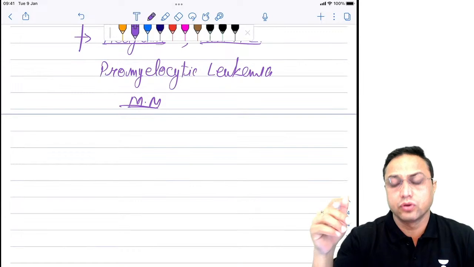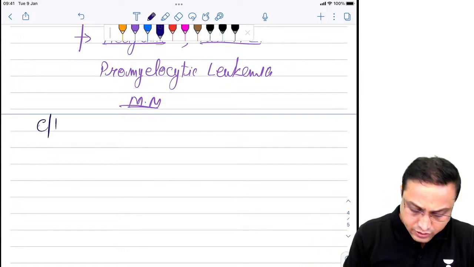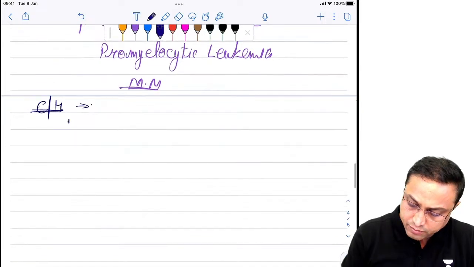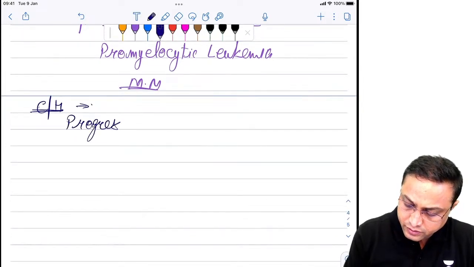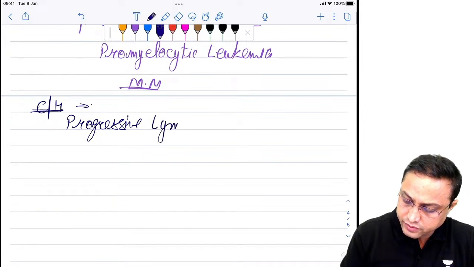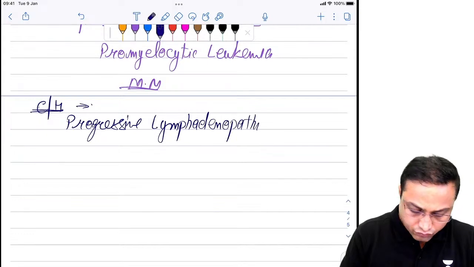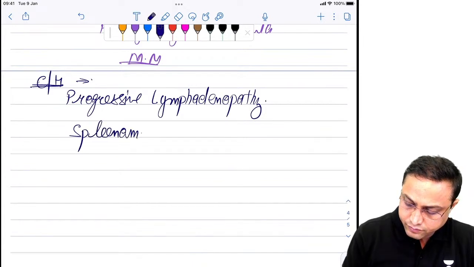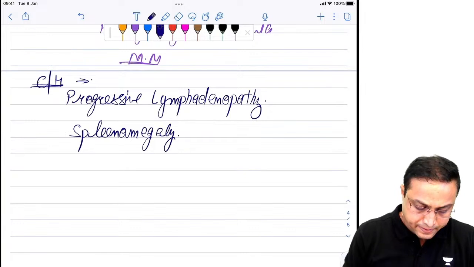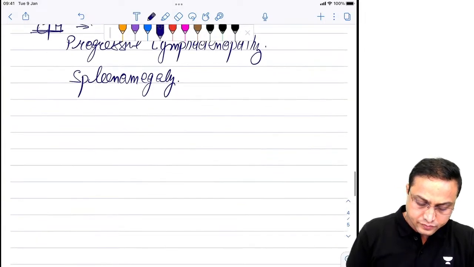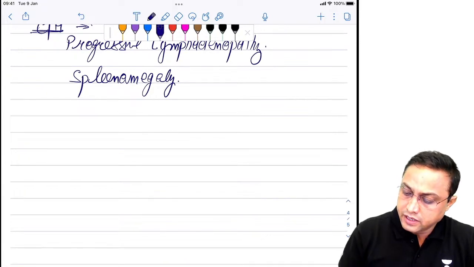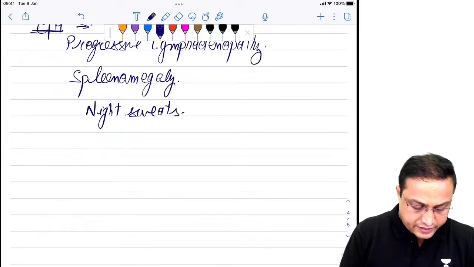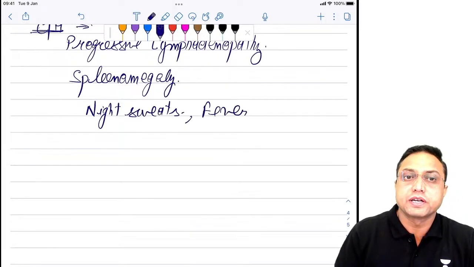Now the patient is going to have a characteristic feature, first of all, that the patient is going to have progressive lymphadenopathy, one thing, right? The patient is going to have splenomegaly, right? And the patient can have symptoms like night sweats, fever, or weight loss.